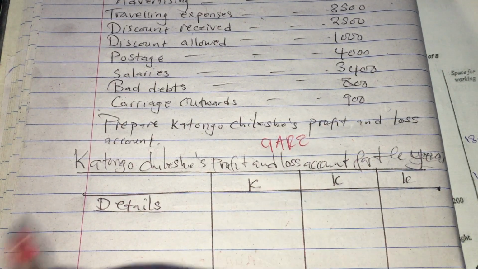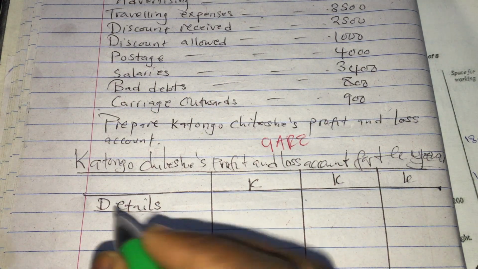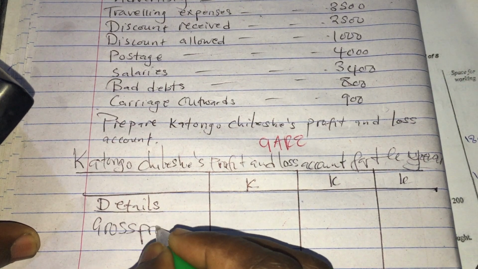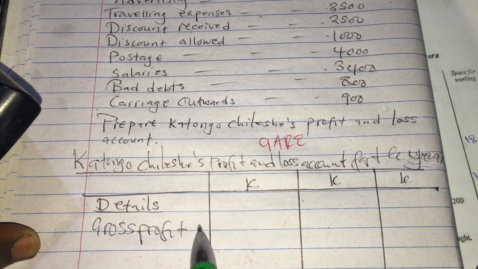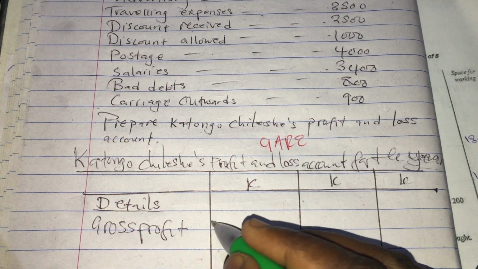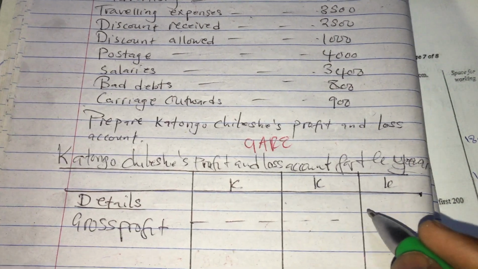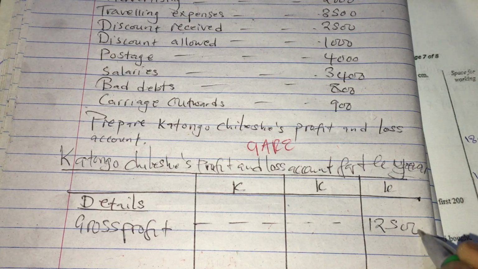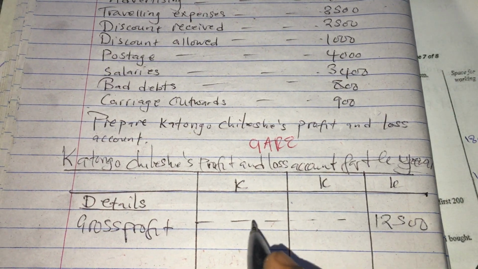So G stands for the gross profit, you've seen. So we're going to write the gross profit here. Upon writing the gross profit, the amount should be placed at last, right here. Okay, this is the amount.